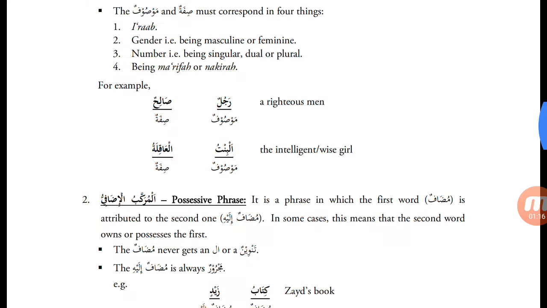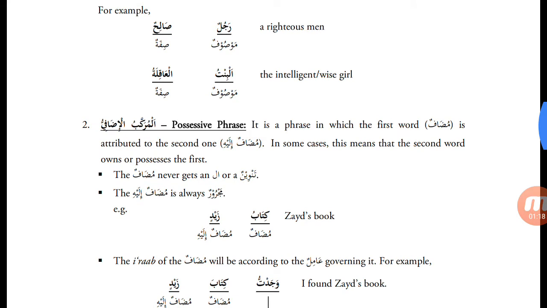So let's have a look at the example. Rajulun salihun. So this is a murakkab tawsifi, a descriptive phrase. Rajulun salihun, a righteous man. So here rajulun is the mawsuf, rajulun is being described. The one who is being described is the mawsuf, and the description itself is the sifa. So rajulun is the mawsuf, salihun is the sifa. Rajulun means man, salihun righteous, a righteous man.